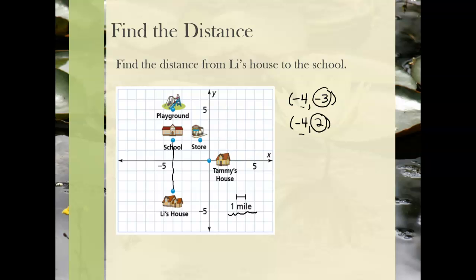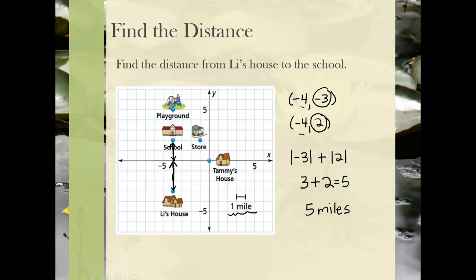I'm going to find the absolute value of -3, and I'm going to add that to the absolute value of 2. The absolute value of -3 is 3, and this represents the distance from Lee's house up to the x-axis. Then the absolute value of 2 is 2, and that represents the distance from the x-axis to the school. 3 plus 2 equals 5, so using the absolute value, we can calculate that it is 5 miles from Lee's house to the school.